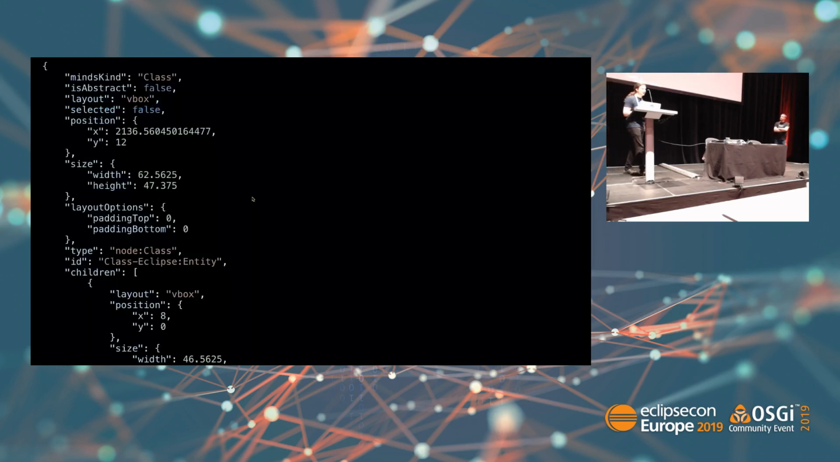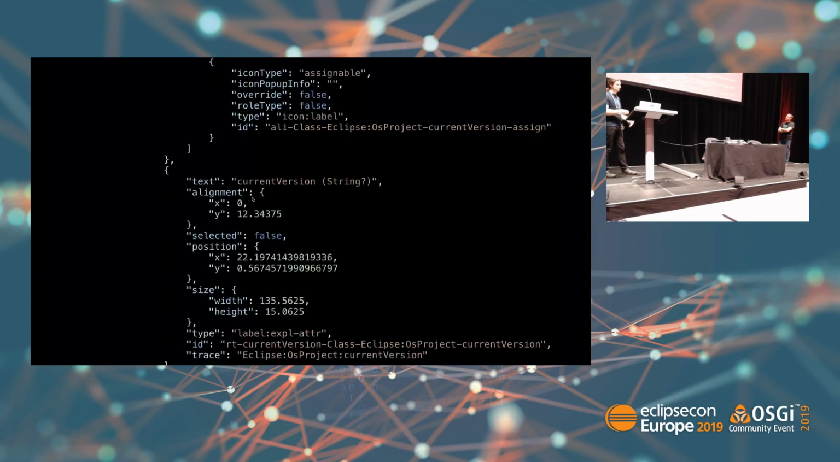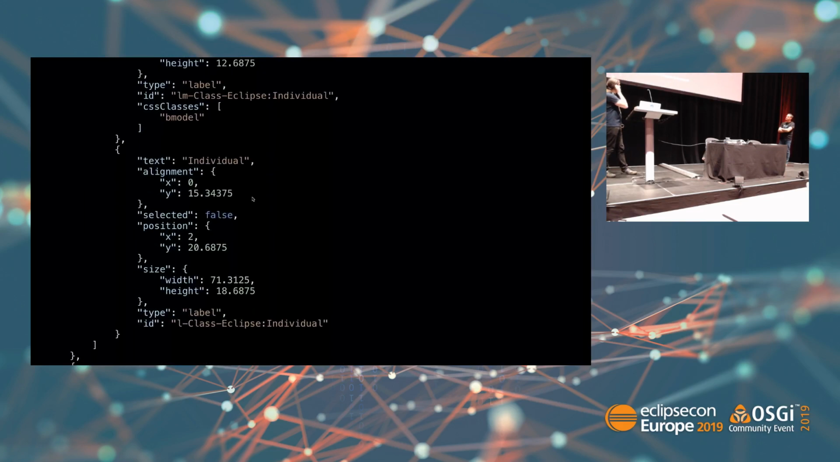This is an example of a JSON representation of the S model, our internal view model. And you find all kinds of things in here, like size information, position, options for positioning child elements, and you find type and ID information for each element, which we use to decide how to render it. This is just an excerpt of a larger model that shows a couple of classes of a class diagram. And that is already quite a lot. So yeah, the S model can become quite large, but usually you don't ever see it or use it directly. It's just an internal of Sprotty.